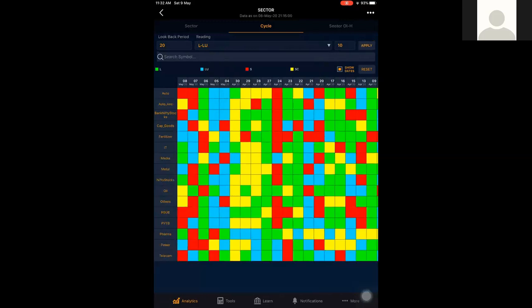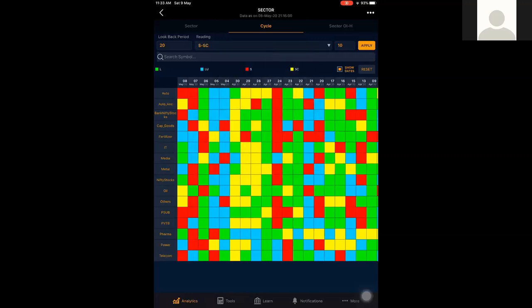So IT, media. Recent history becomes very, very important. So not just looking at what was there over 20 days, combining it with today is very important. So I look at it on a recent basis, where the green and blue are highlighted.